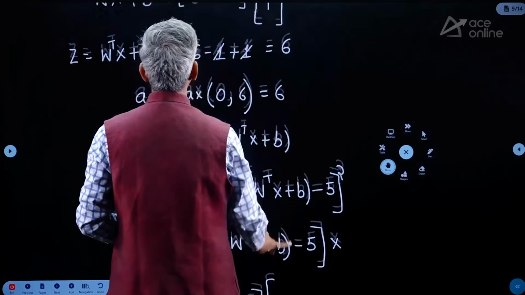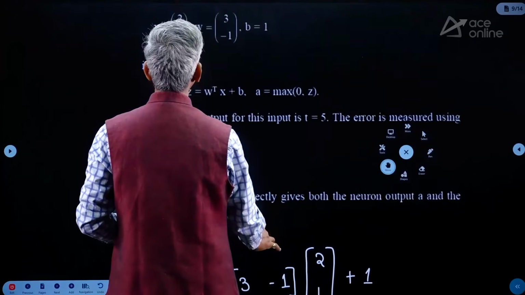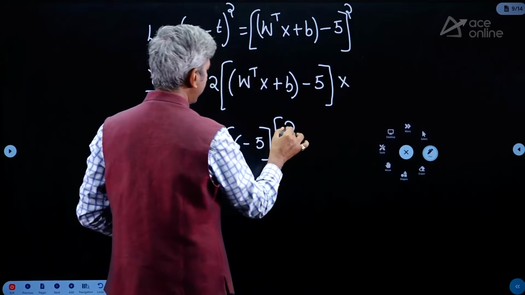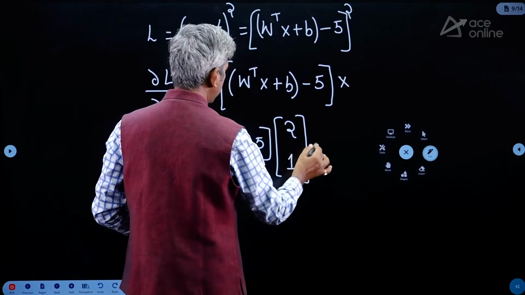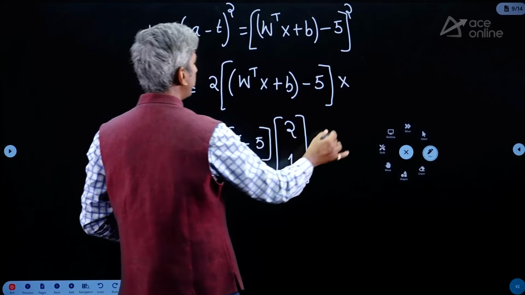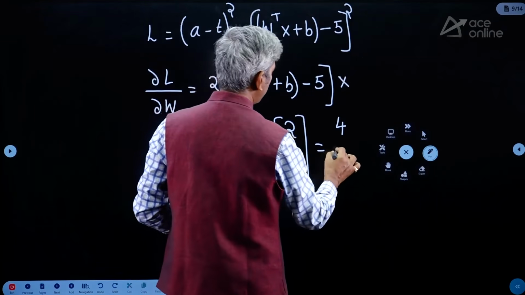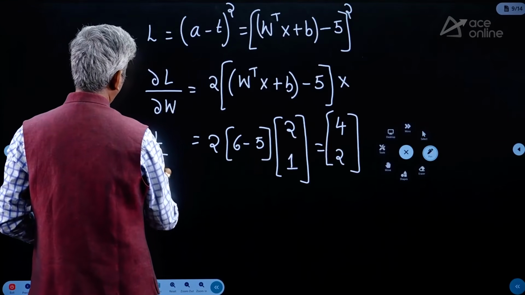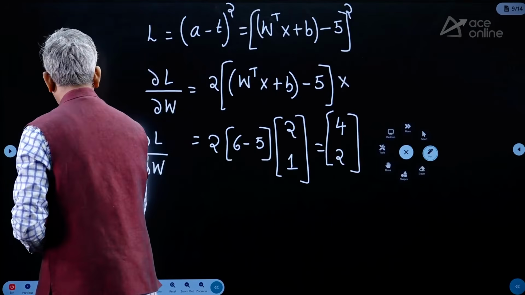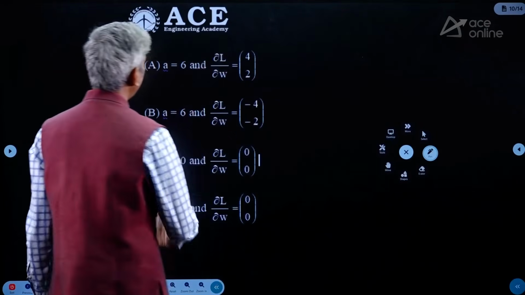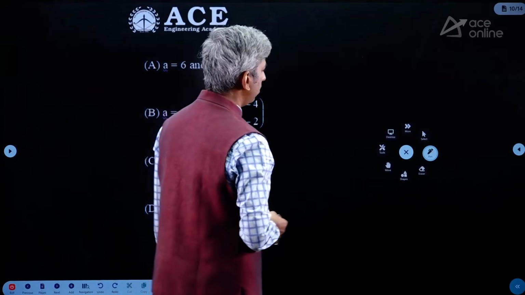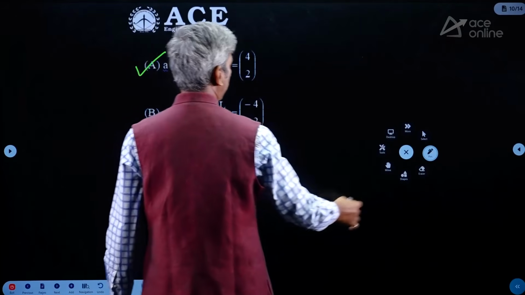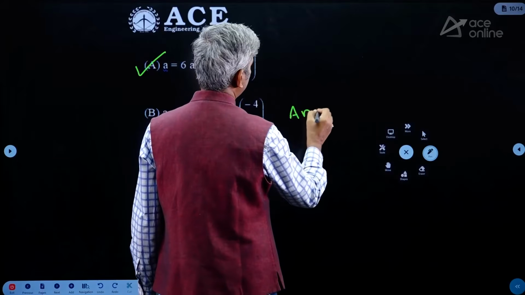X is not a value. X is a vector. It is the vector 2, 1. Such that it is equal to 6 minus 5 is 1, 2 times 2 is 4, and 2 times 1 is 2. So this would be your gradient dou L by dou W. So go through the options. A equal to 6 and dou L by dou W is equal to 4, 2 is there in option A. So option A is the correct answer.